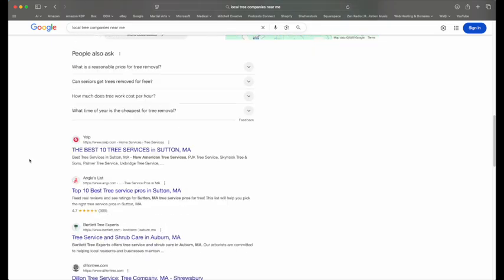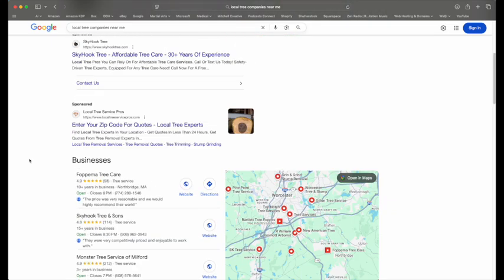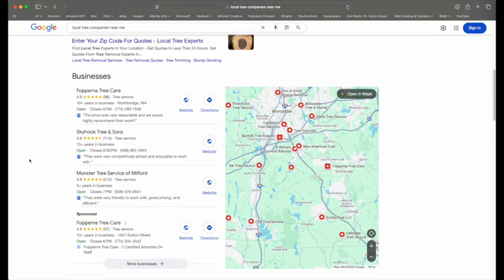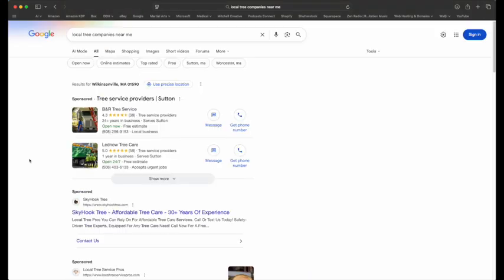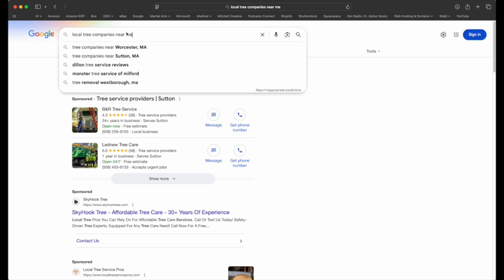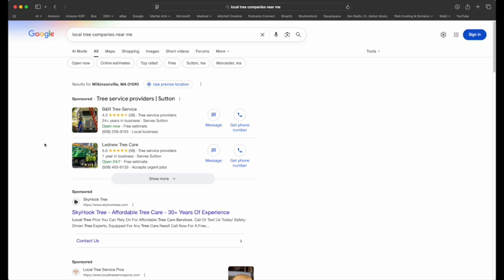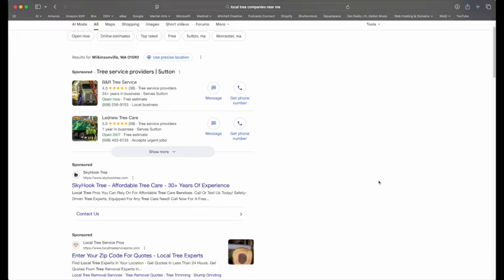There's a couple of tree companies I've done work for, and one in particular is not showing up right here. And that's because we're not digitally investing. We're not adding our hat into the ring, so to speak, and investing in digital ads that pop up. So when somebody does plug in local tree companies near me, tree companies near Worcester, Massachusetts, etc., it's not showing up because we're not digital advertising. That's really, really important to understand.